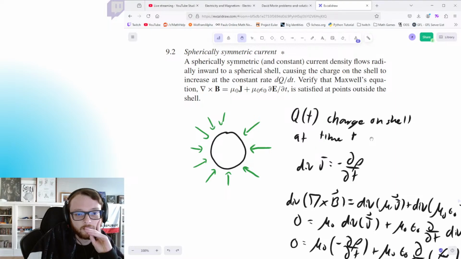Okay. I assume that there's no curl of magnetic field inside there either. I don't know about that, but we're taking the divergence, I guess. I don't know either. Yeah.